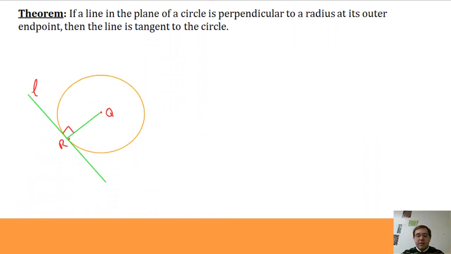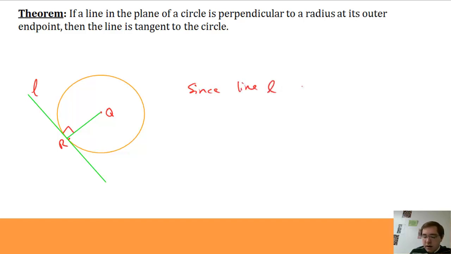Our next theorem says if a line in the plane of a circle is perpendicular to a radius at its outer endpoint, so not at the center of the circle, then the line is tangent to the circle. So this is the converse of the first theorem we had. First theorem we had said that if a line was tangent to the circle, then it was perpendicular to the radius at that point of tangency. This theorem says if we've got a line perpendicular to the radius, then that line is tangent to the circle.